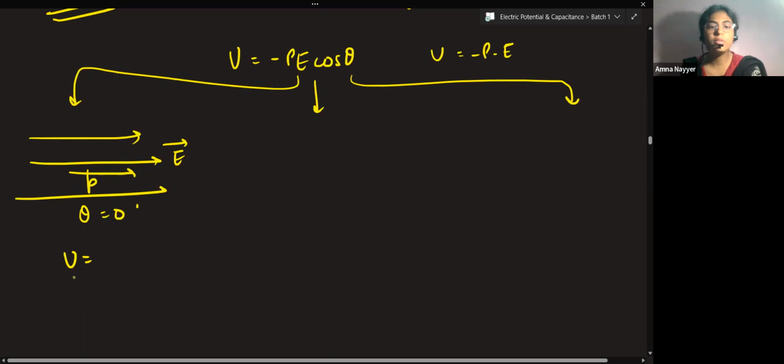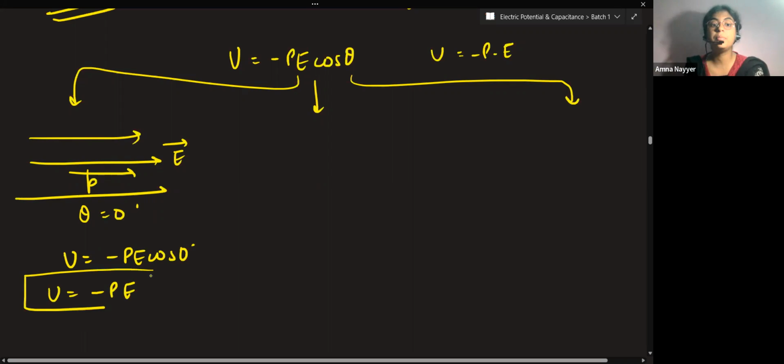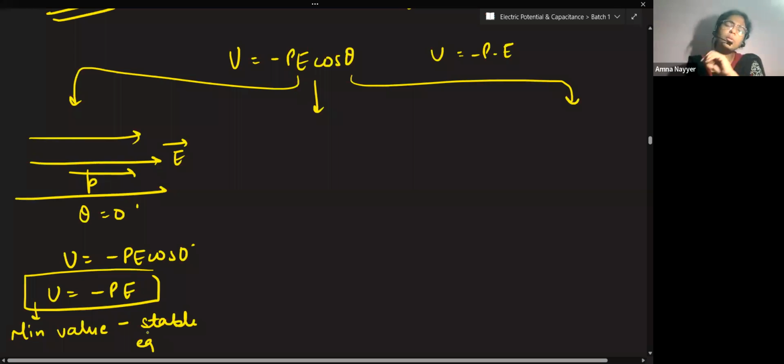So U will be what? This will be minus PE cos 0 degrees. Cos 0 degrees is 1. U will be minus PE. Minus PE, this is the minimum value. If this is the minimum value, it means it is the stable equilibrium. Whenever you have negative potential energy, your system will be bounded, it will be a stable equilibrium.